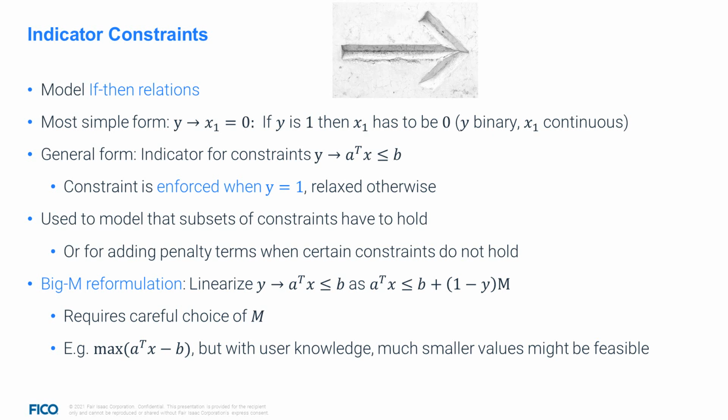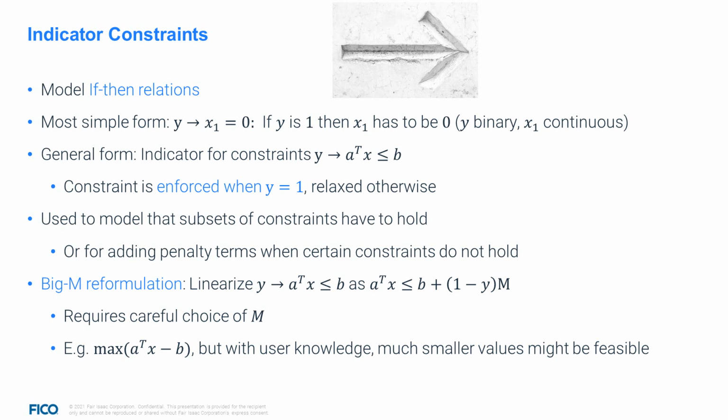And indicator constraints can be used to enforce a subset of a set of constraints. For example, suppose we want that at least 5 out of 10 constraints have to hold. Then for each of these 10 constraints, we can formulate them as indicator constraints with a different indicator variable. By taking the sum of the different indicators greater than or equal to 5, we can enforce that at least 5 constraints hold. It does not matter which ones.